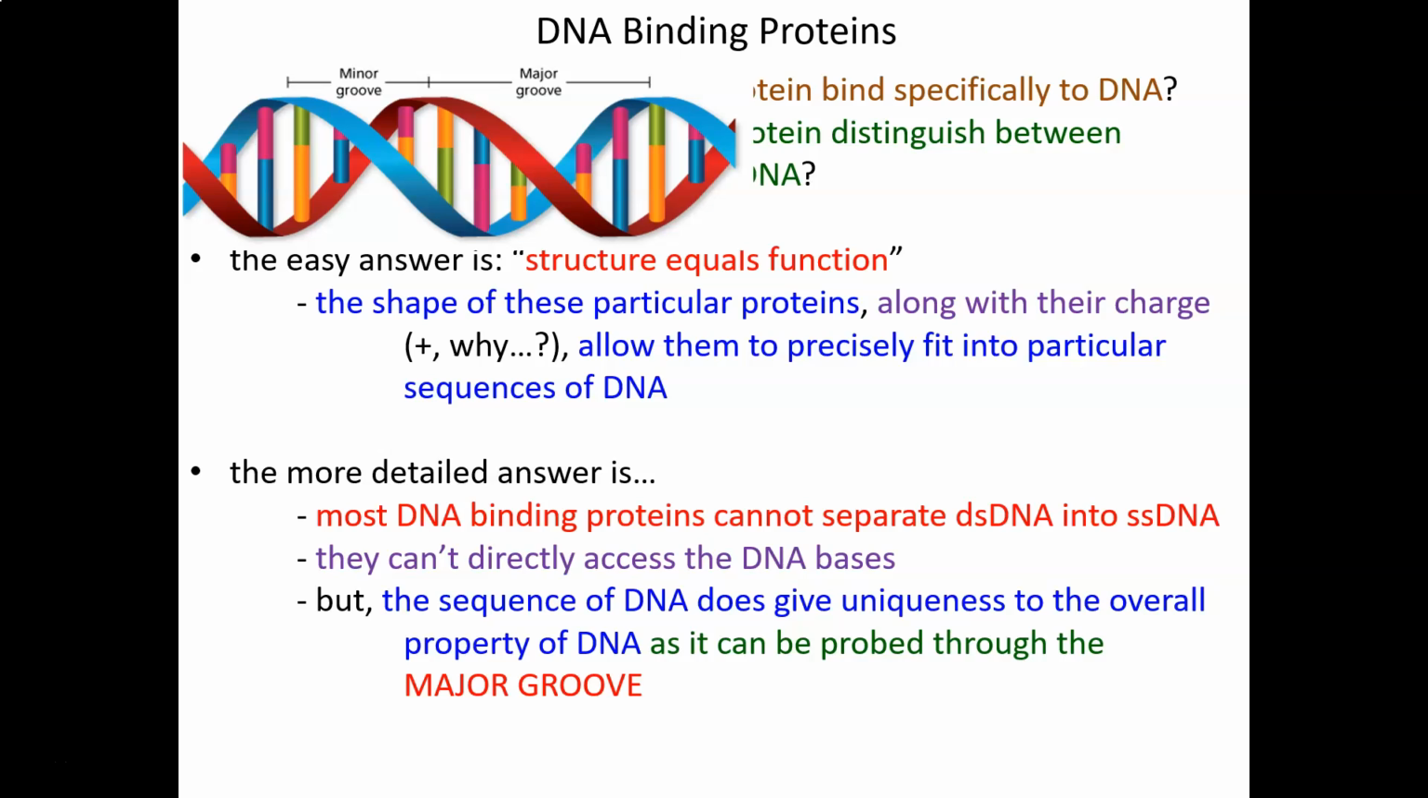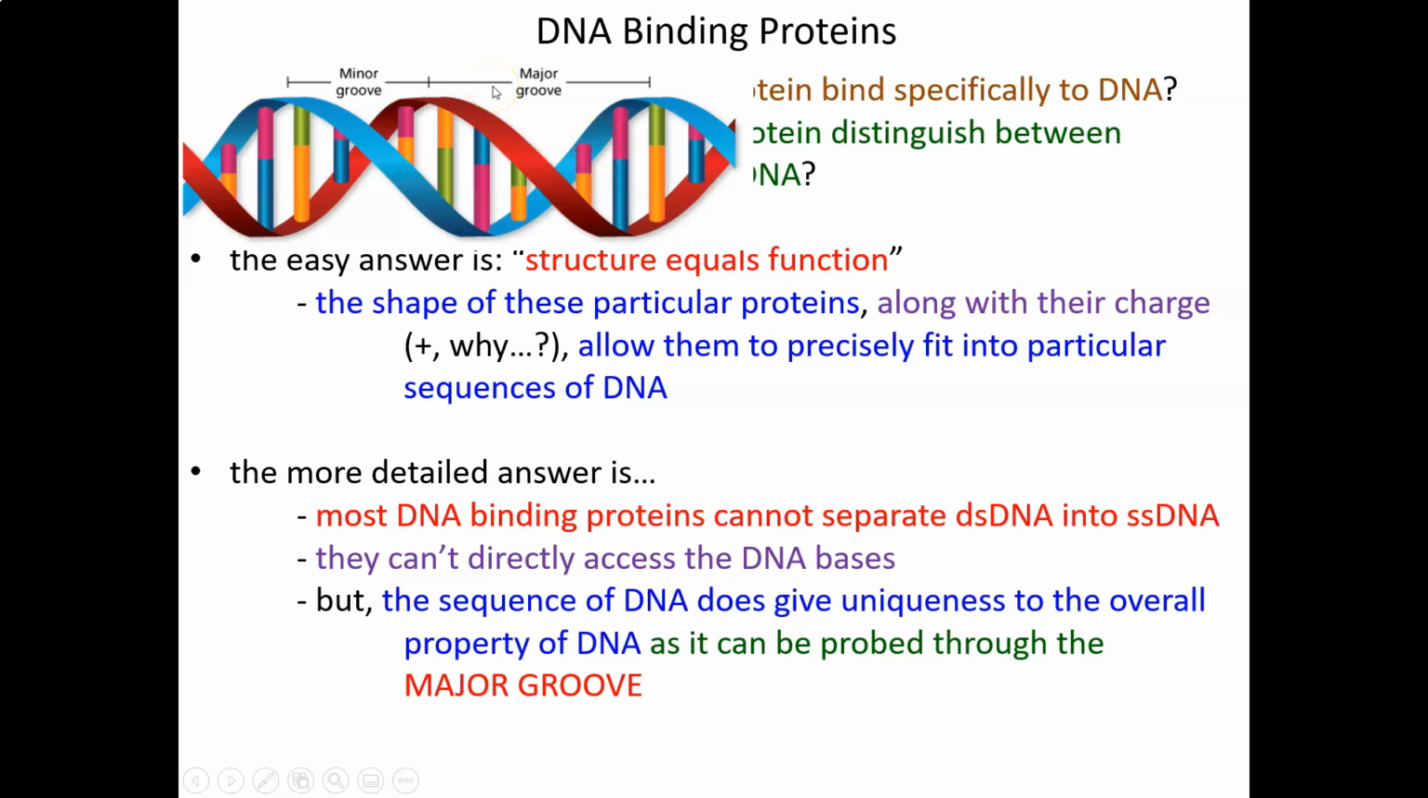So when DNA helicizes, when it coils, when it twirls along its axis, it does so a bit unevenly, and we have these alternating major and minor grooves. The minor groove of DNA is quite shallow and narrow, and the major groove is deep and wide.